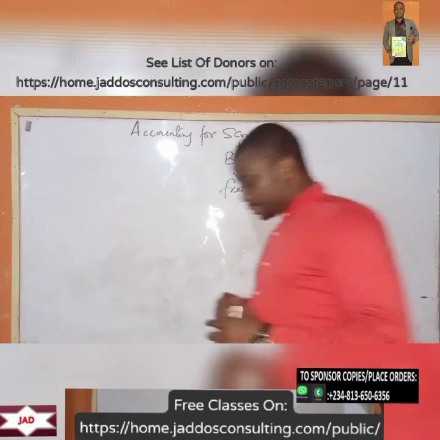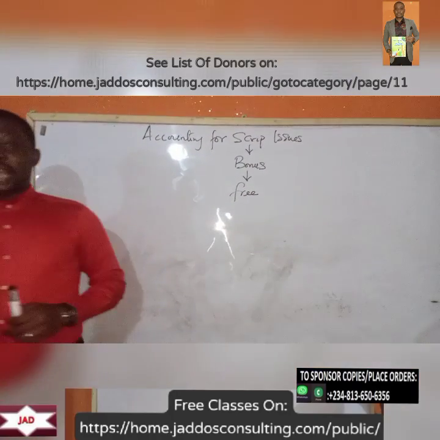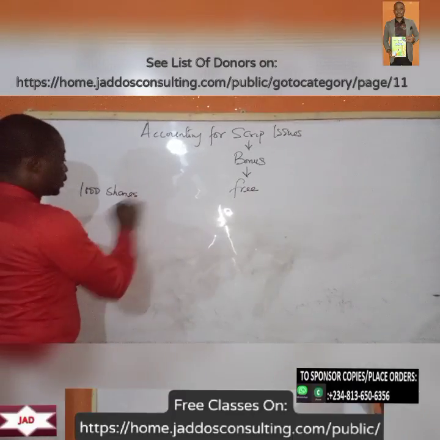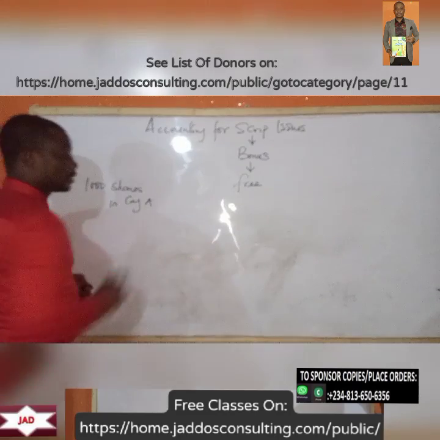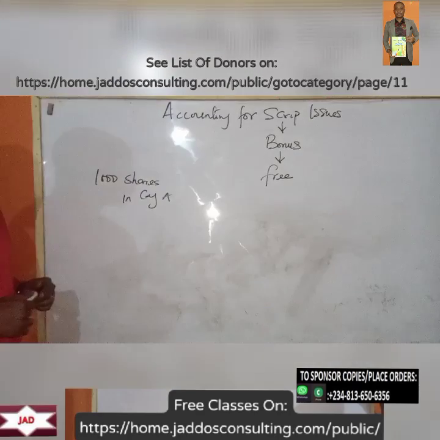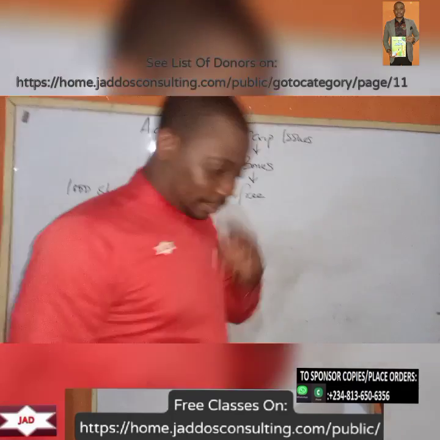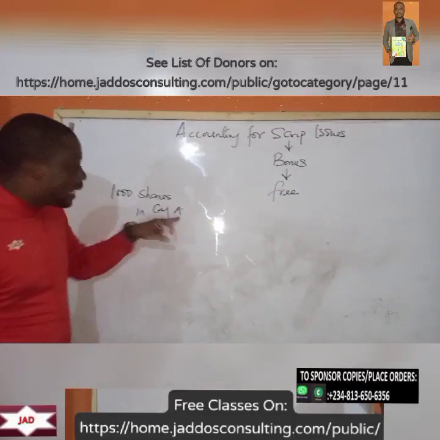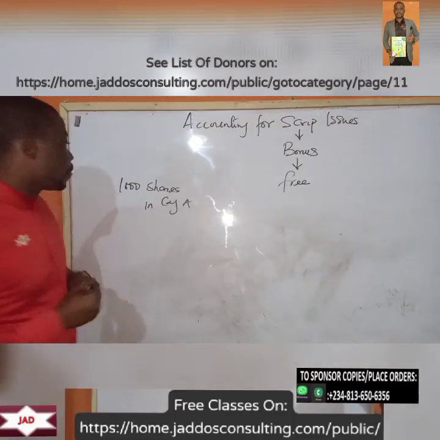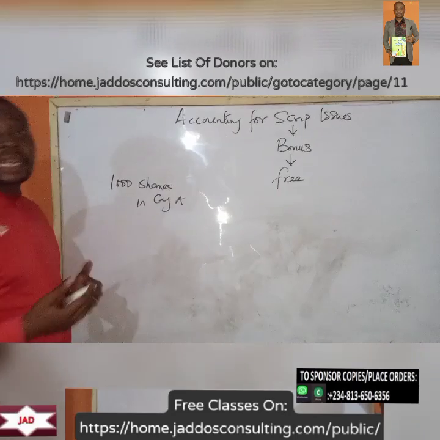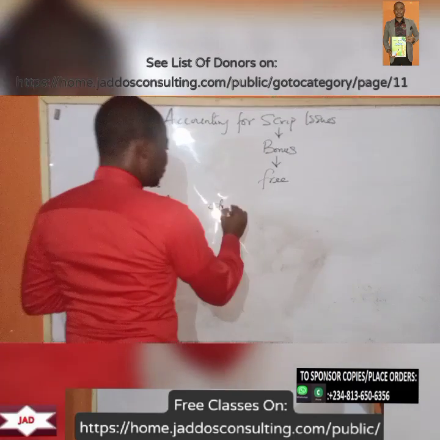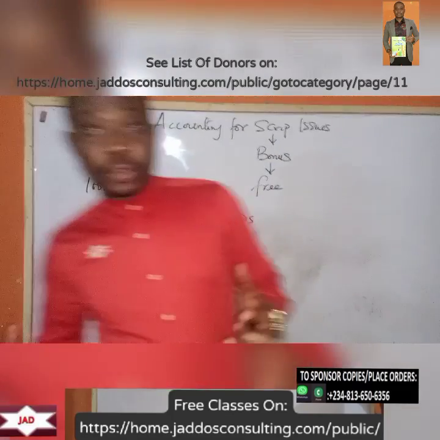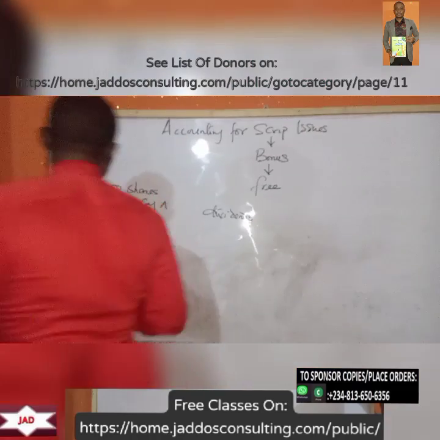So what I'm saying is this: let's assume you have 1,000 shares in company A. Company A ordinarily should declare dividends whenever profit is made. So dividend is what shareholders are entitled to.